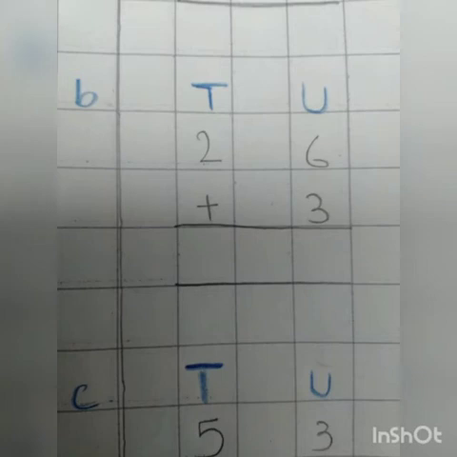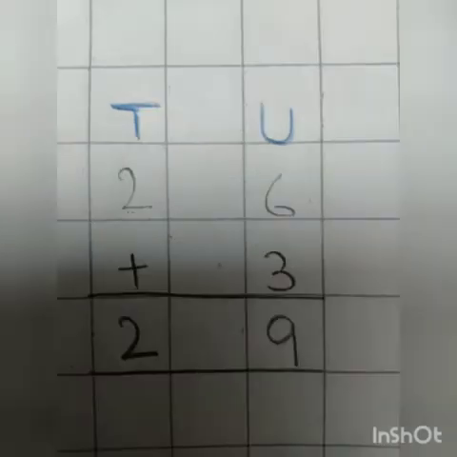Again I am explaining to you. First we will add units, then we will add tens. So the answer will be 29. We first add the units, then we add the tens, but there is no number.